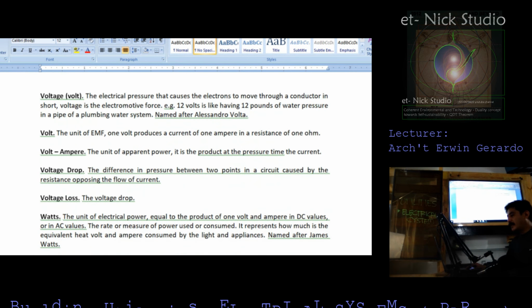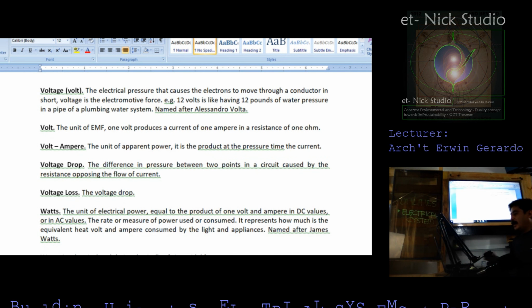Voltage, volt, the electrical pressure that causes the electron to move through a conductor. In short, voltage is the electromotive force. Example, 12 volts is like having 12 pounds of water pressure in a pipe of a plumbing water system. Named after Alessandro Volta.